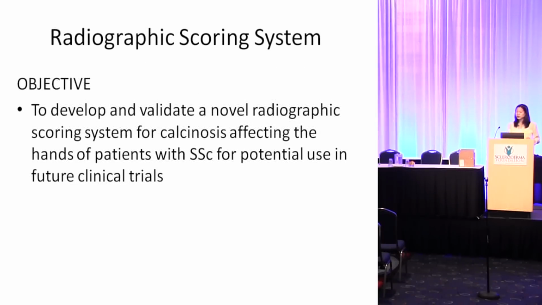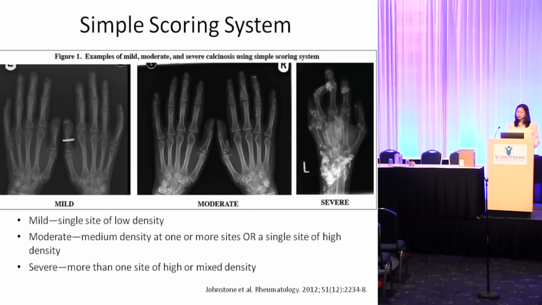So our objective was to develop and validate a novel radiographic scoring system for calcinosis affecting the hands of patients with scleroderma for potential use in clinical trials. I showed you x-rays of the hands, and there was a prior scoring system that was pretty simple, just grading x-rays as mild, moderate, or severe. And again, we went through these x-rays a little bit earlier in terms of the severity of calcinosis. So mild is if there's a single site of low density. Moderate is if there's medium density at one or more sites, or a single site of high density, meaning it's brighter on the x-ray. And severe is having more or one site of high or mixed density, so lots of lesions that are very bright.